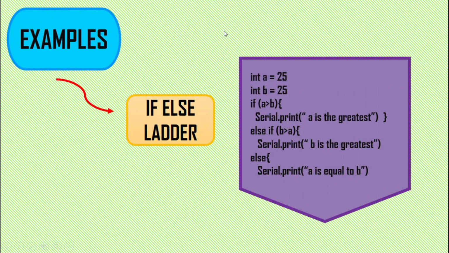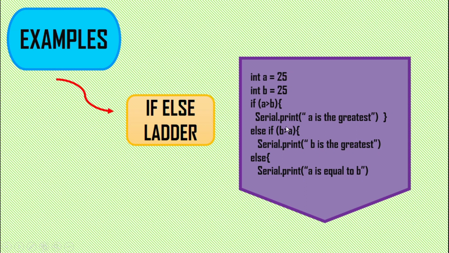Now you can see that first I have created a variable A is equals to 25 and then another variable B is equals to 25. Now my condition is that if A is greater than B, serial print A is the greatest. Else if B is greater than A, then serial print B is the greatest. Else serial print A is equals to B.